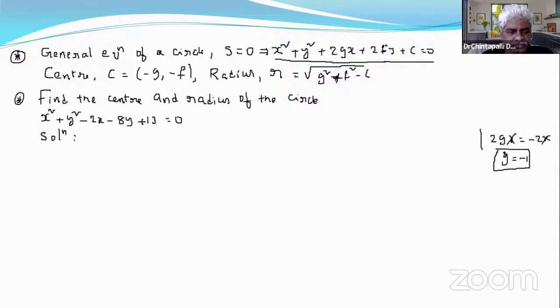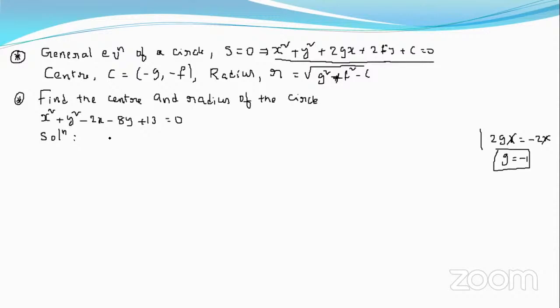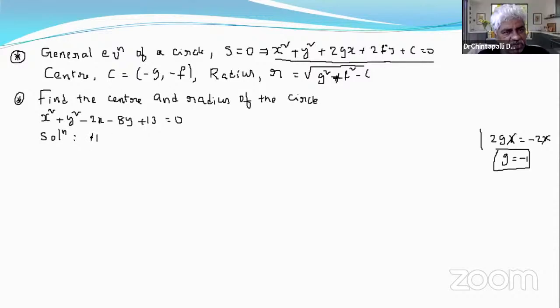Got it? What is g? Negative 1, right? g is equal to negative 1. Can you tell what is f?